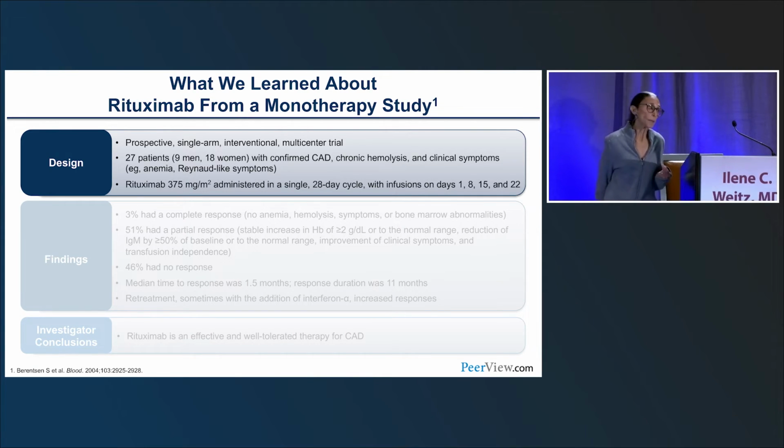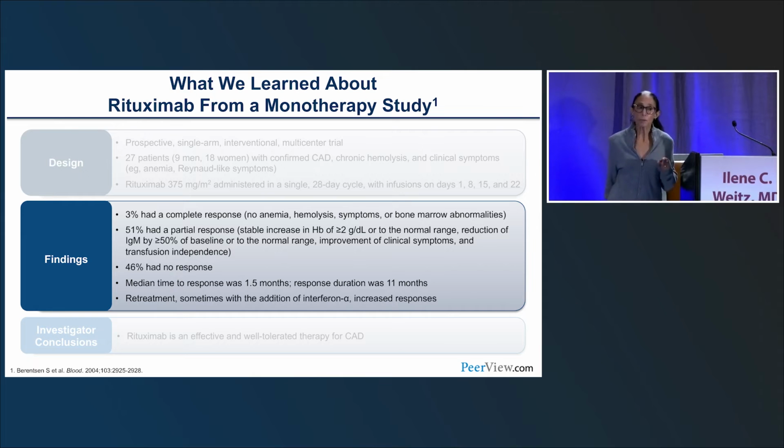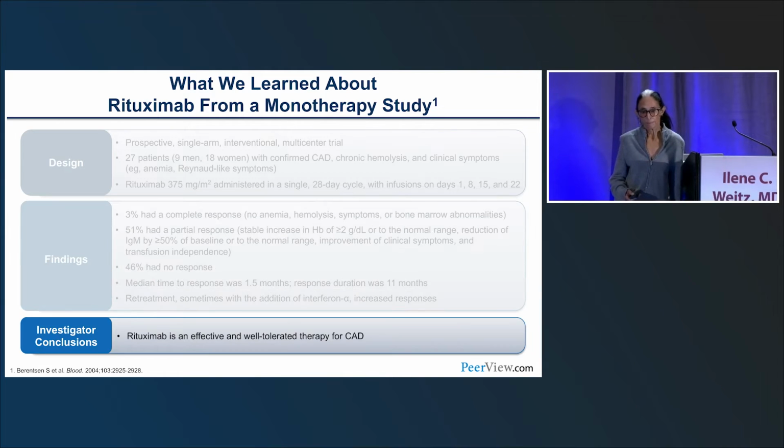But 46% of patients in this study did not have a response, and it took 1.5 months, 6 weeks, to see a response. So in the meantime, the patients were still in extremis. The duration of response was just shy of a year, and you could retreat the patient. And interferon has been added in some cases. It was well tolerated, and it does have some effect.